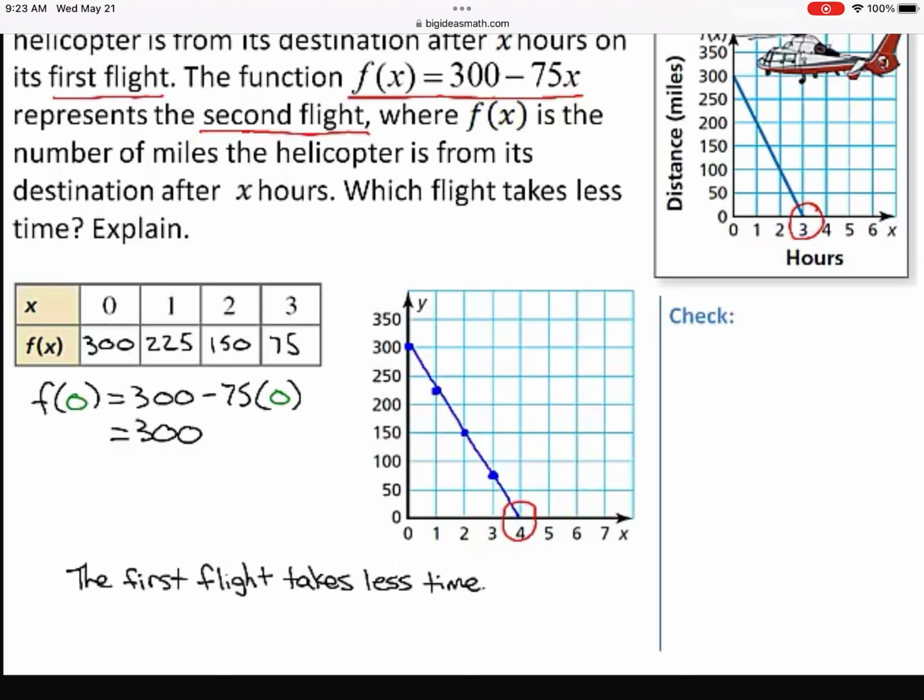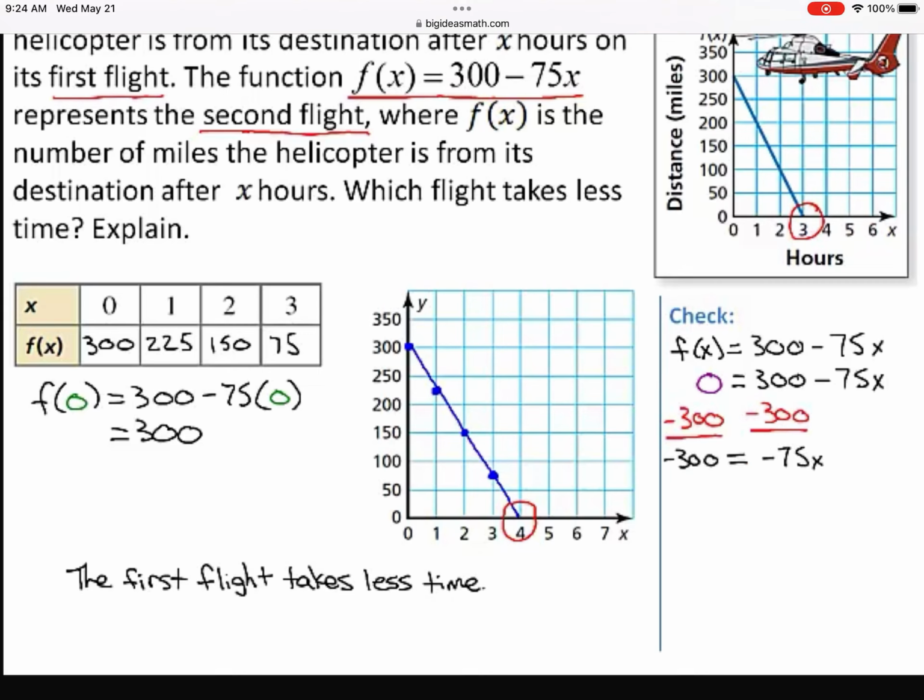To check your answer, substitute 0 for f of x in f of x equals 300 minus 75x. Then solve for x. To solve for x, you want to subtract 300 from each side of the equation, leaving you with negative 300 equals negative 75x. Next, you want to divide each side of the equation by negative 75, leaving you with 4 equals x. And because 4 is greater than 3, the first flight takes less time.